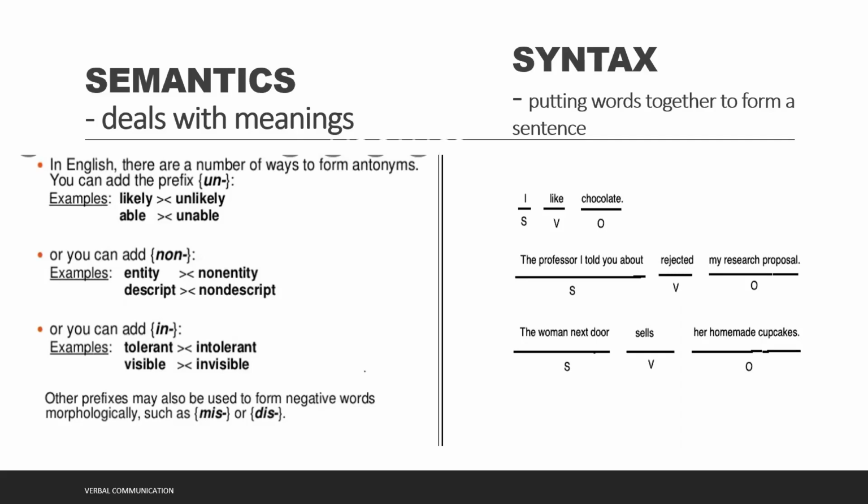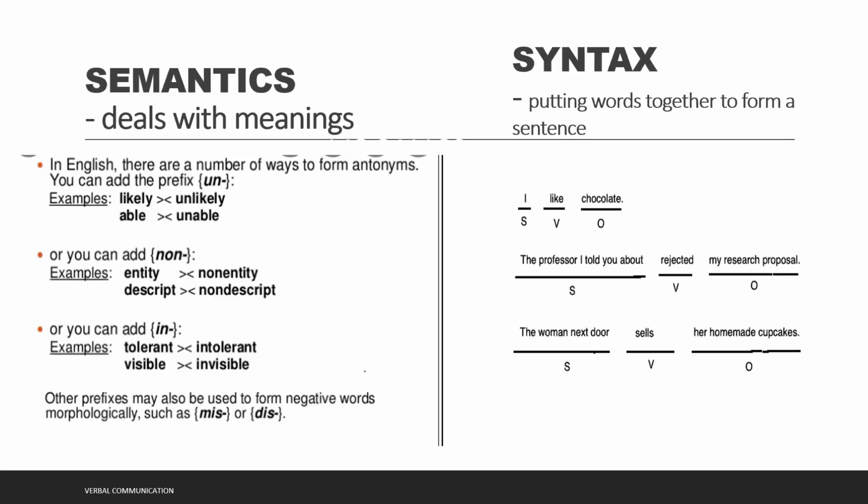For example, number one, we have I. I has different meaning. Like has different meaning. Chocolate also has different meaning. But we are able to combine them into three. So we now have I like chocolate. So from three different meanings, we now come up with one singular meaning based on the sentence that we have just created. So there you go.